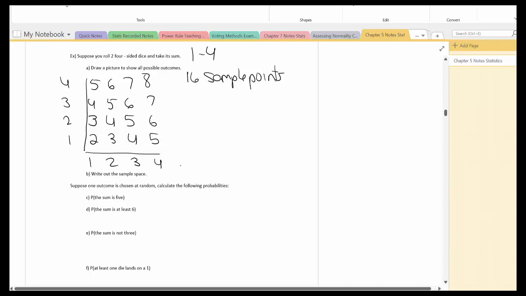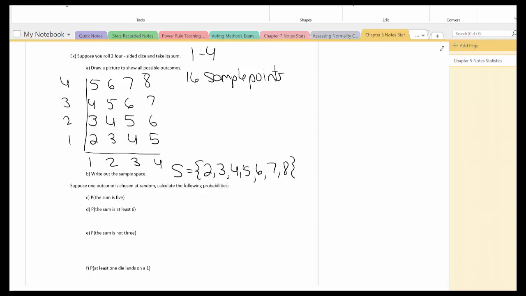Now, the sample space, on the other hand, remember, we're only counting each individual unique outcome once. So start with 2. I could get a sum of 3, 4, 5, 6, 7, or 8. That's my sample space. I know 3 is repeated multiple times, so is 4, 5, 6, 7, and 8, but I'm only writing each individual unique sum once.